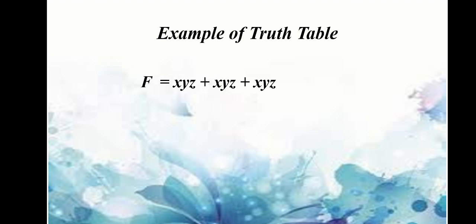Here you can see in the expression that the inputs are x, y, z. The expression is f = xyz + x'y'z' + xy'z'. This expression is called a Boolean expression. It works the same as an algebraic expression.